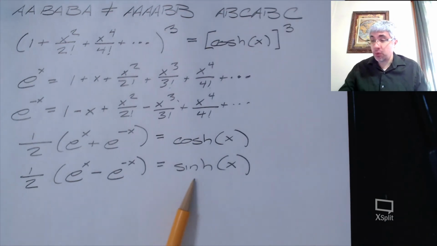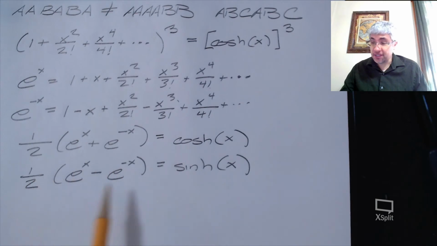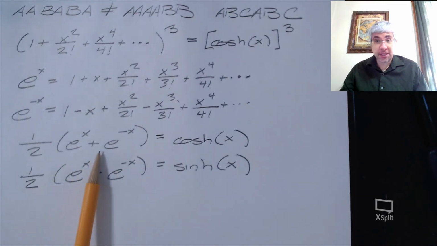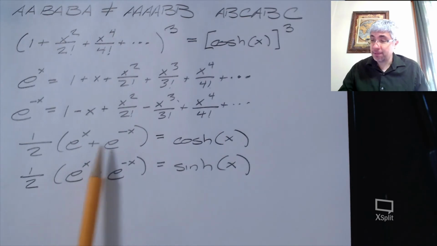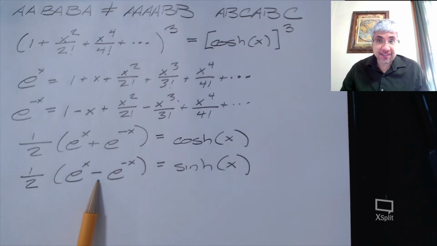Let's think about that. What's the derivative of sinh going to be? Well, if I take the derivative of this, the only difference is that the negative is going to come down and become a positive, and I get cosh. If I take the derivative of cosh, what's going to happen? The negative comes down, and I get sinh.